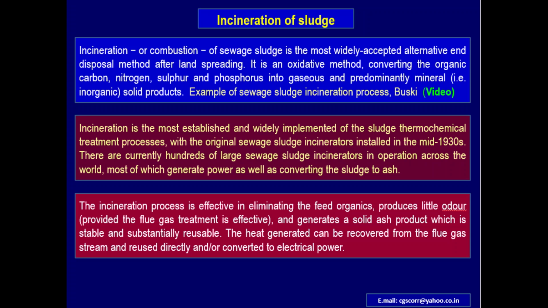There are currently hundreds of large sewage sludge incinerators in operation across the world, most of which generate power as well as converting the sludge to ash. The incineration process is effective in eliminating the feed organics, produces little odor, provided the flue gas treatment is effective, and generates a solid ash product which is stable and substantially reusable. The heat generated can be recovered from the flue gas stream and reused directly and or converted to electrical power.